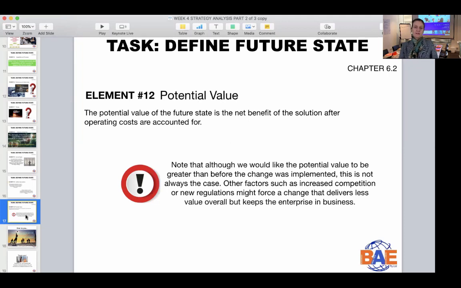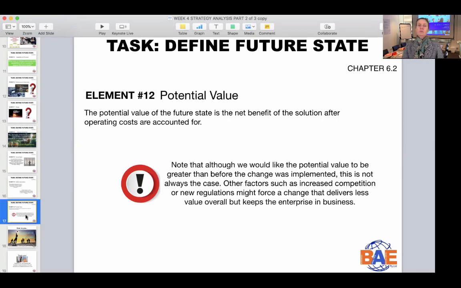And then element 11, which is called 12, is the potential value. So the potential value of the future state is the net benefit of the solution after operating costs are accounted for. So it is a normal thing to consider that if you make a change, you would expect some value to come from that. But it's important also to note that it may be possible that there will be no additional value, or the value of the organization could actually deteriorate.